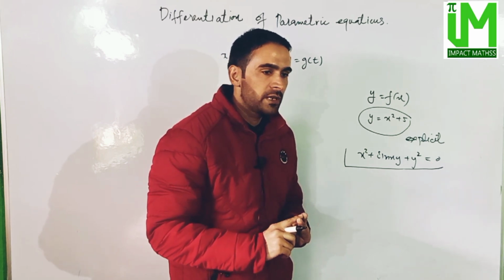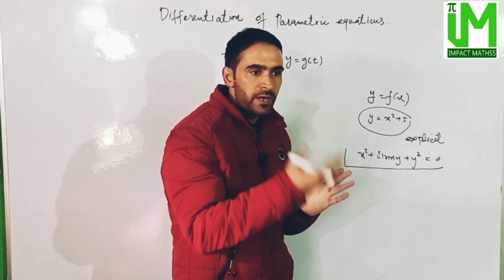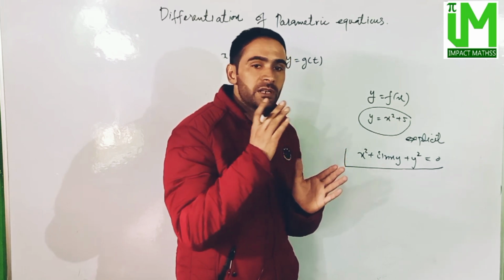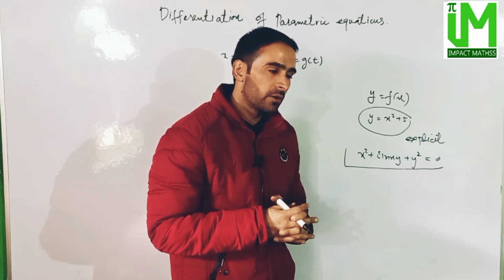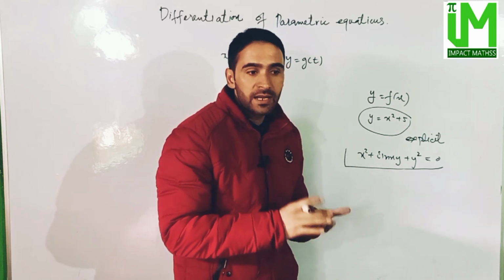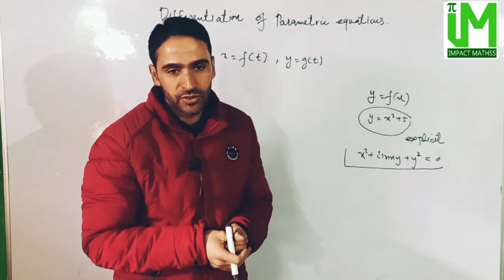In both cases, whether the implicit equation or the explicit equation, we were dealing with a single dependent variable and a single independent variable. Whether we could separate the dependent variable from the independent variable or not: if we could separate it, then it was an explicit function; if we could not separate it, then it was an implicit function.